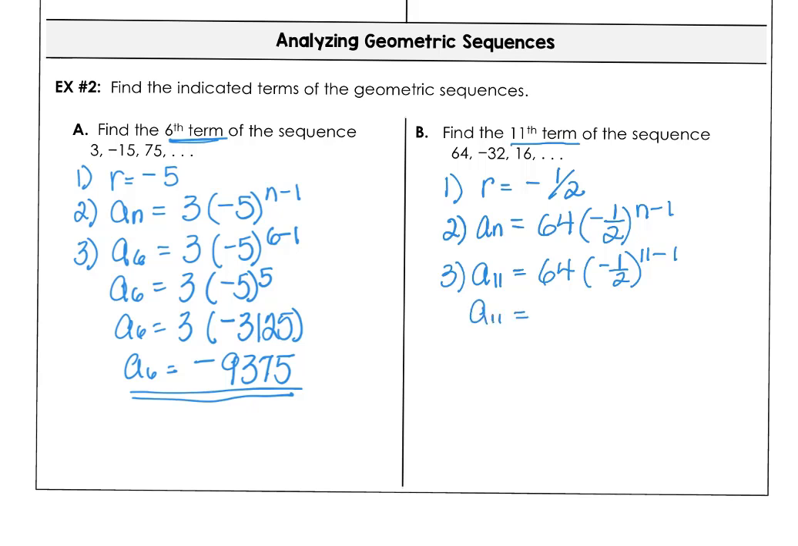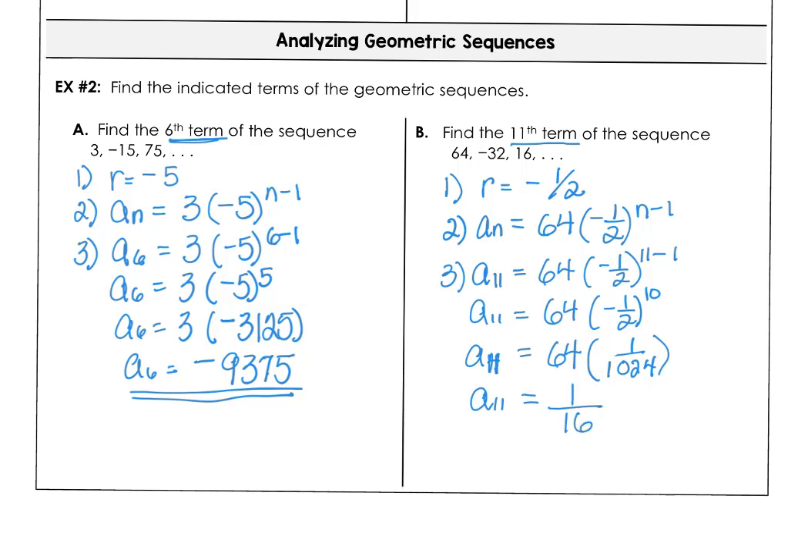-1/2 to the 10th power, 2 to the 10th power is 1,024. And we have -1/1024, but the power is 10, so the negative will become a positive in that case since we have an even number of factors. And 64 divided by 1,024, that's the 11th term, is going to be 1/16. So the 11th term in the sequence is a fraction, 1/16.